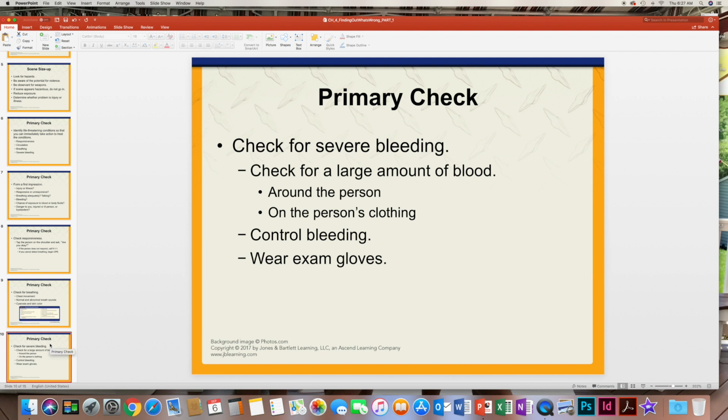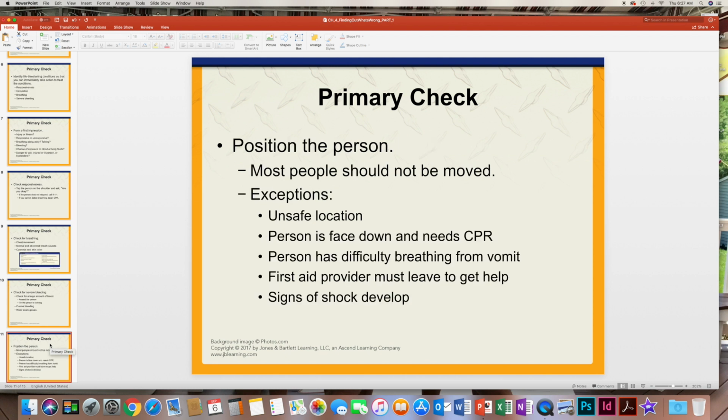When you're checking for severe bleeding, look for the amount of blood around the person, on the person's clothing, and immediately could start to control the bleeding. Of course, you need to be wearing exam gloves when doing this. Position the person. Most people should not be moved unless they're in an unsafe location. If the person is face down and needs CPR, if they have difficulty breathing because they're vomiting, or if the first aid responder has to leave to get help, if you see signs of shock developing, these are the only reasons that you would move a person. Otherwise, moving could cause more injury.